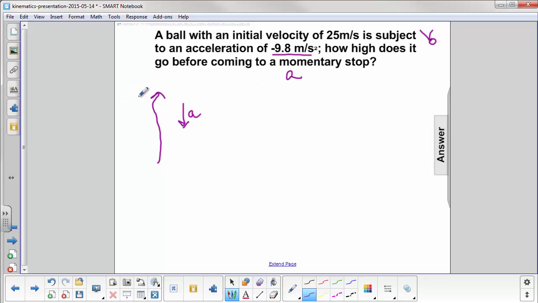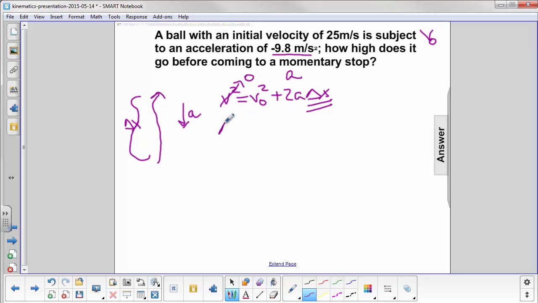We want to find this distance here, delta x, how high it goes before it comes to a momentary stop, at which point it then starts coming down. So when we have our equation, the third kinematics equation, v squared equals v0 squared plus 2a delta x, this is the term we're trying to solve for. We know a. We're going to say our final velocity in this case is 0 because it's at a momentary stop.